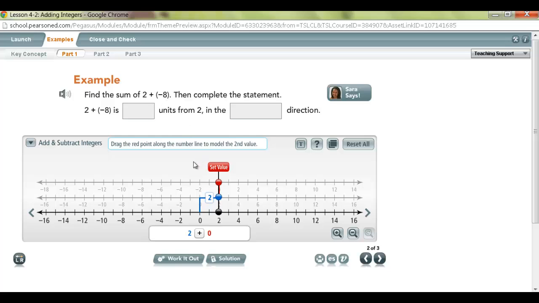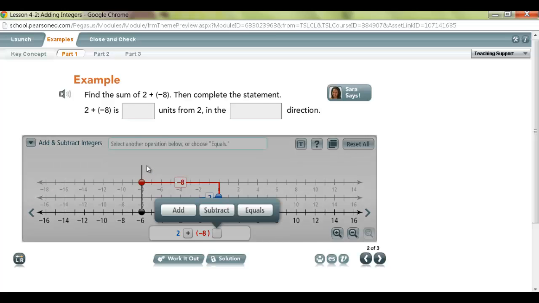Negative sign just tells me I'm heading to the left. So I'm going to drag this until I see a red -8, and I see that I'm at the -8. Now I'm going to hit my Set Value. And there were no other operations. It doesn't have another adding or subtracting, so at this point I'm going to place an equal sign.